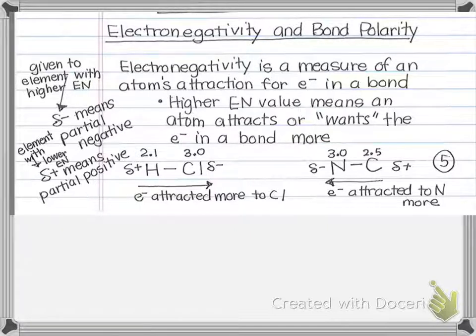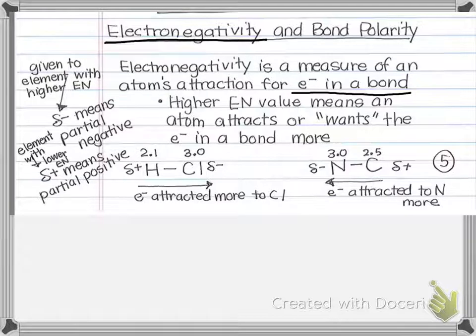We call the attractive power, or the atom's attraction, its electronegativity. So electronegativity is a measure, or a number, of the atom's attractive power for the electrons in a bond. So basically, this number tells us how much that atom likes to attract those electrons in a bond.